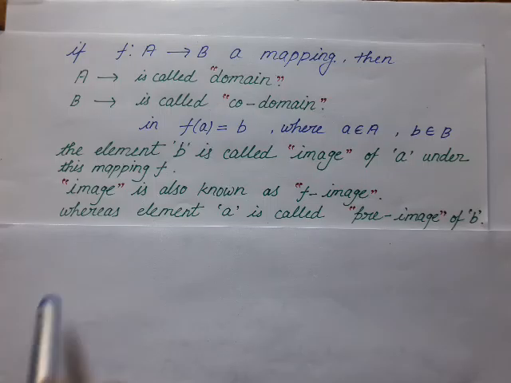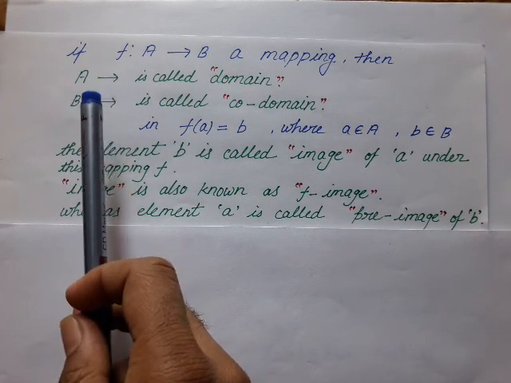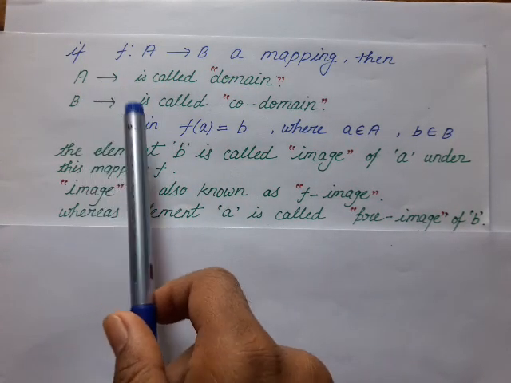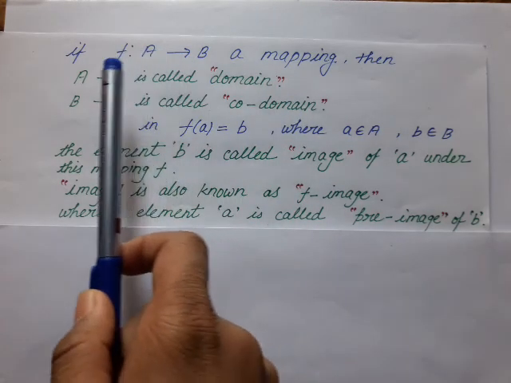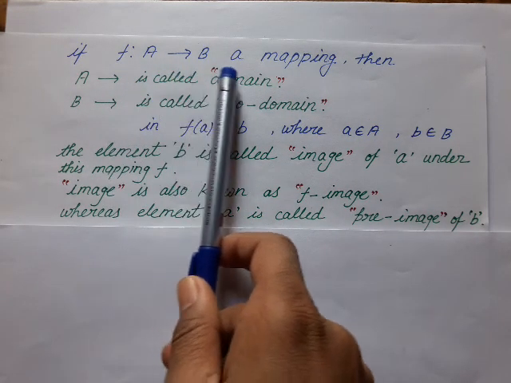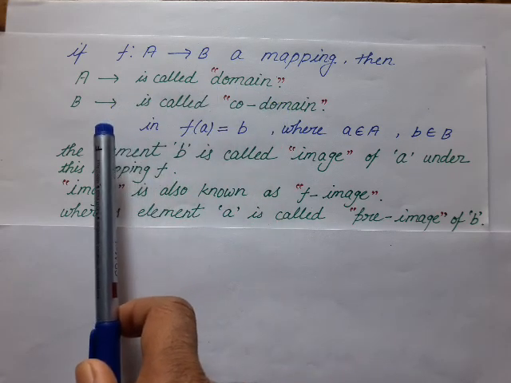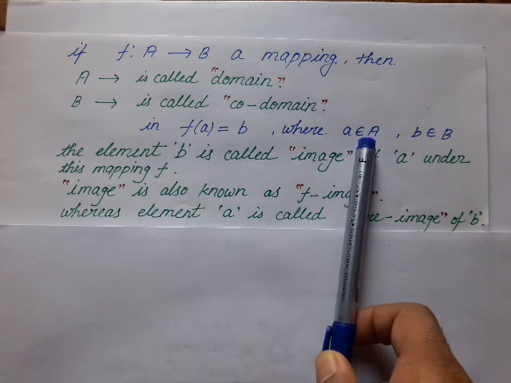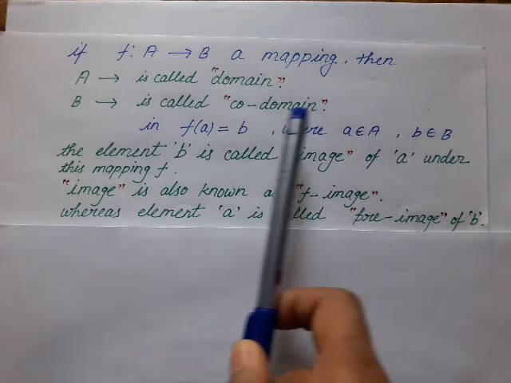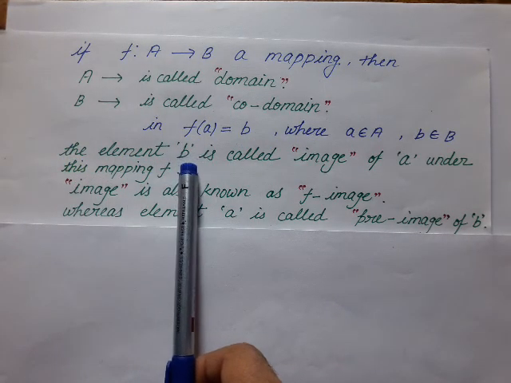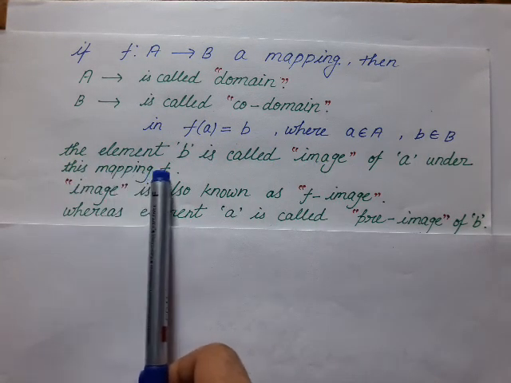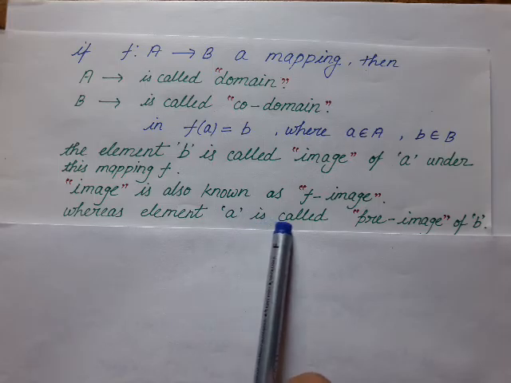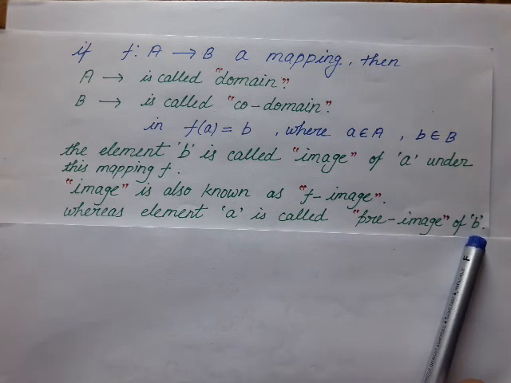The first is, if f is a map from A to B, then the set A from which the mapping is defined is called the domain, and the set to which the mapping is defined is called the codomain. You can see that f is a mapping from A to B, so A is called the domain and B is called the codomain. And according to the second definition, this can be written as f(a) equals b, where a belongs to A and b belongs to B. From this, the element b is called the image of a under this mapping f, and image is also known as the f-image, whereas the element a is called the pre-image of the element b.